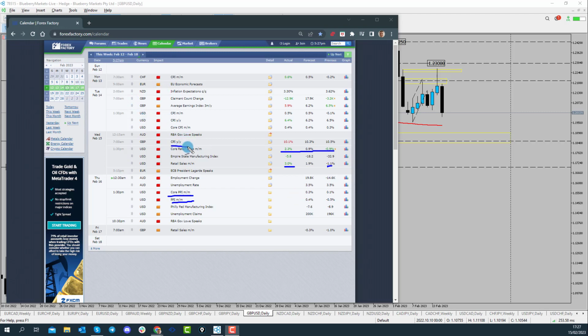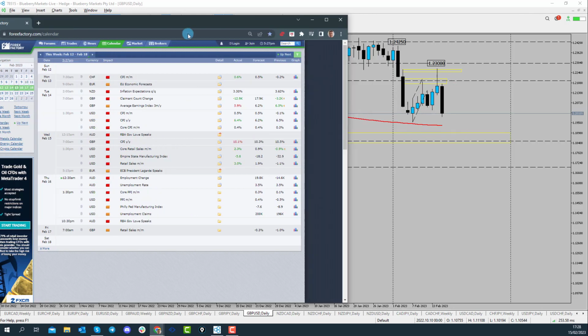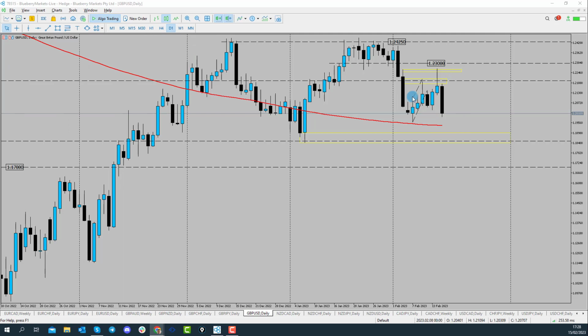Now, we did have CPI data today out of the UK at 7 AM, and you can see that we've seen a drop in the CPI data to 10.1%. So a little bit of good news there for the UK in terms of the inflation rate year on year. However, the dollar strength has now pushed pound dollar, the cable price, to the downside. So how can we look for opportunities here and how can we trade this market?